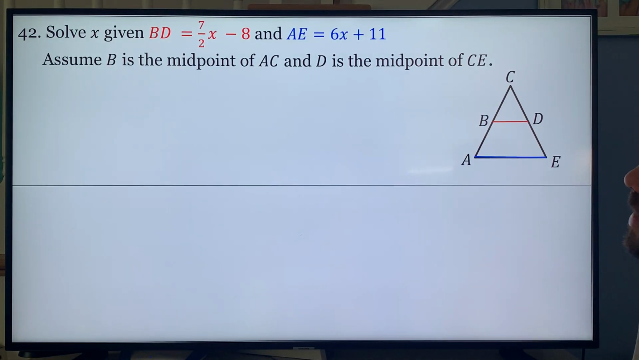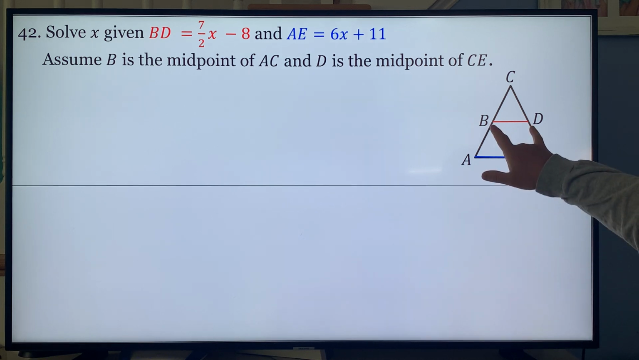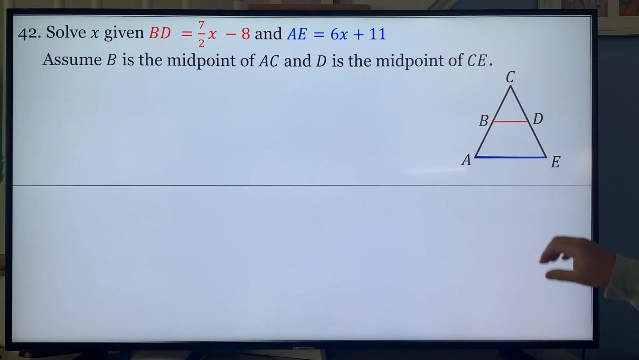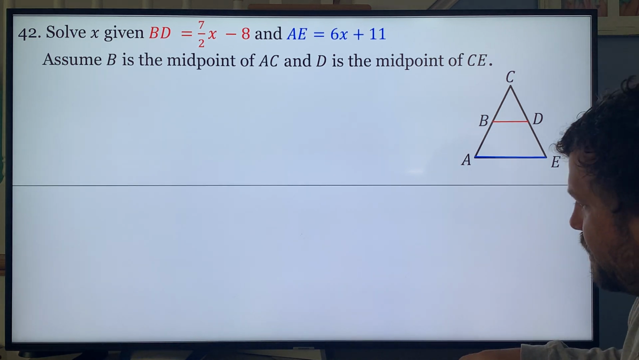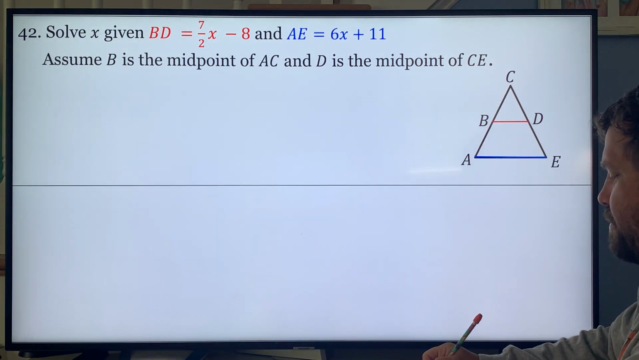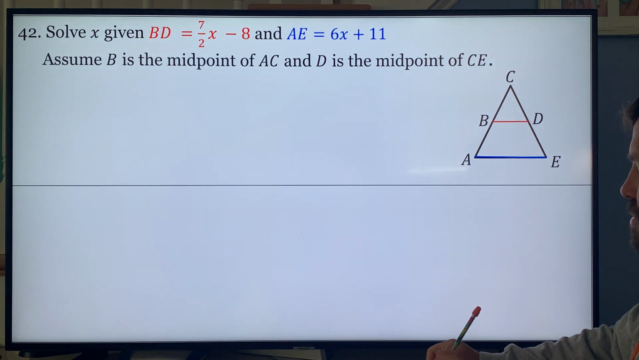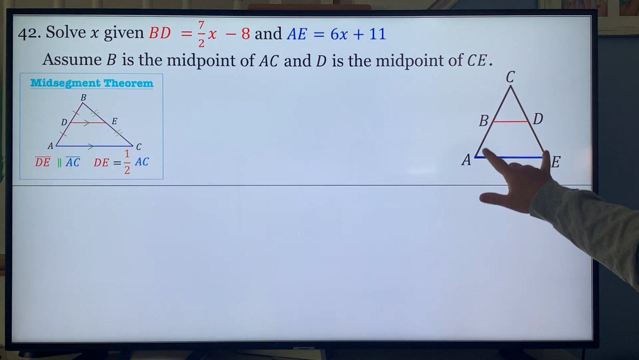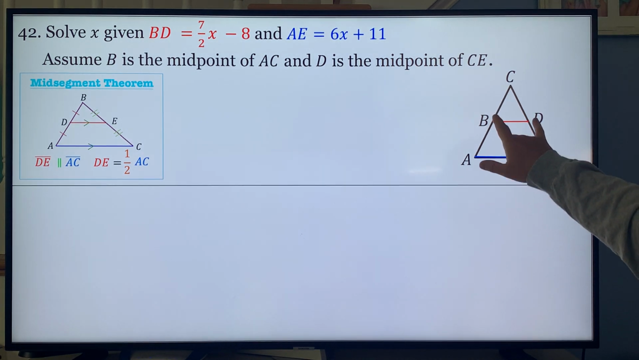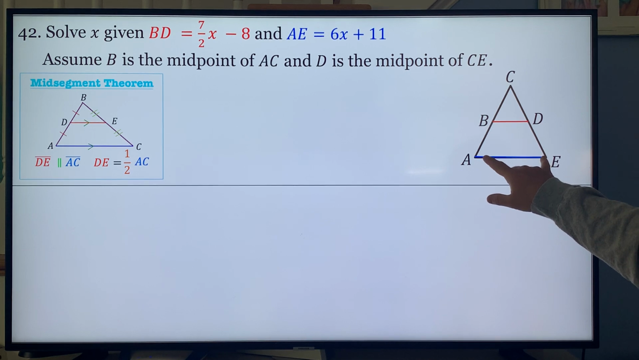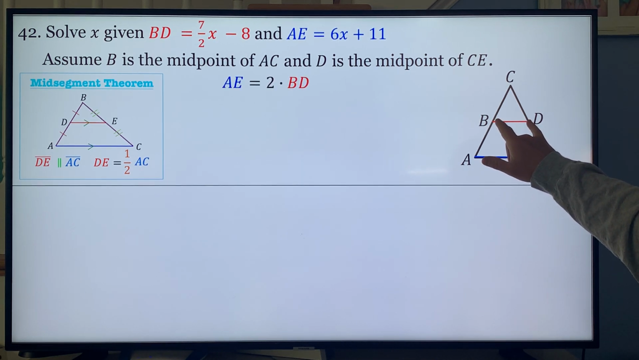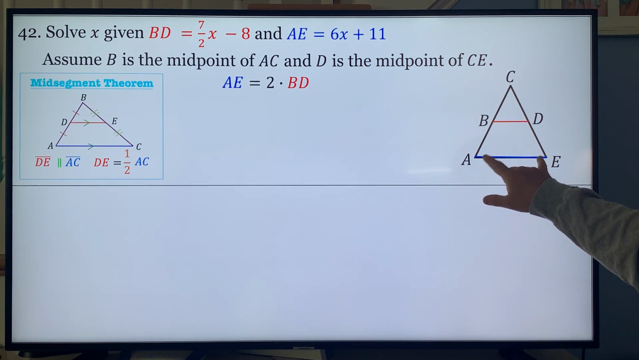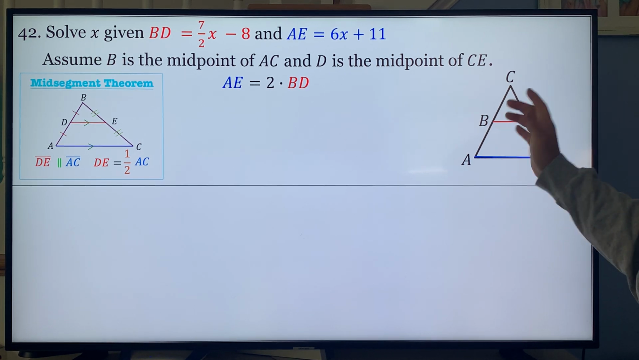42, solve x. Given BD is this, and AE is this. What rule do you use for this? Anyone? Anyone? The mid-segment theorem. This is half of this. So BD is half of AE, so that also means that AE is 2 times BD. You can do it either way.